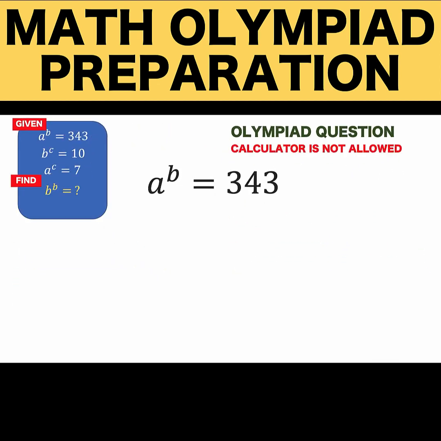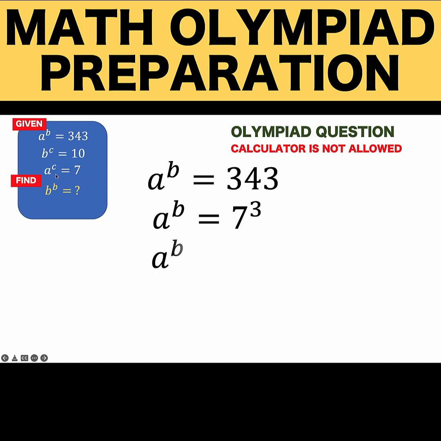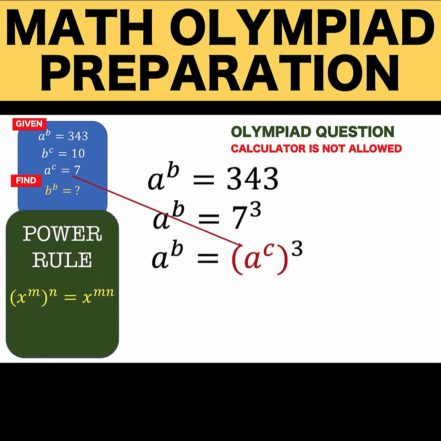Let's begin with the given a raised to b equals 343. Now this 343 can be written as 7 raised to the third. But it is given that a raised to c is equal to 7. So we can replace the 7 by a raised to c. Now let's recall the power rule of exponent. When we have the quantity x raised to m raised to n, that is equal to x raised to the product of m times n.